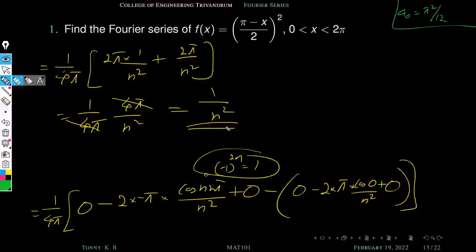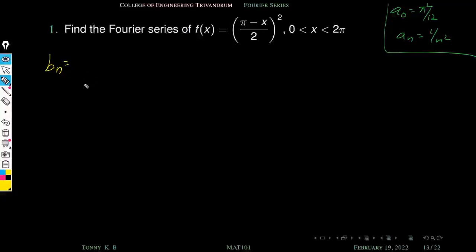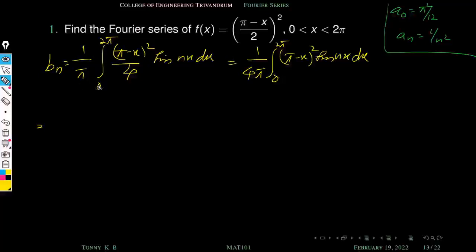Next you have to find bn. And bn is equal to 1 by pi integral 0 to 2 pi f of x sin nx. Here f of x is like this. So 4 is constant, you can take it outside. So this becomes 1 by 4 pi integral 0 to 2 pi (pi minus x) square into sin nx dx.